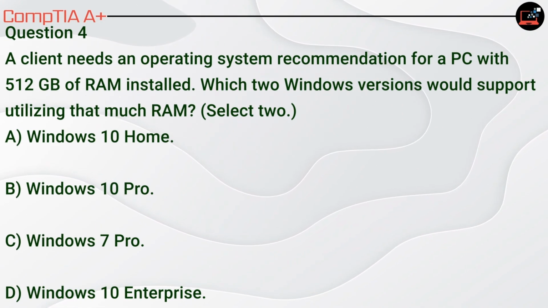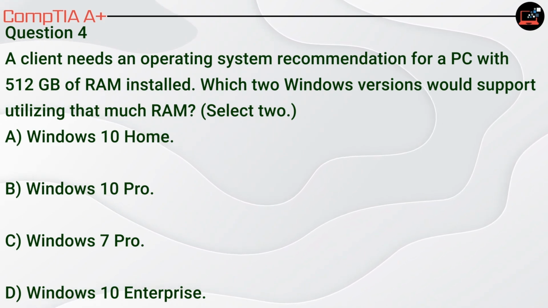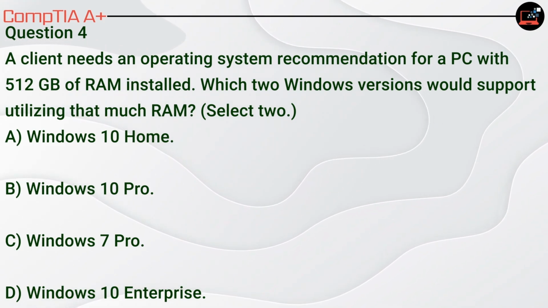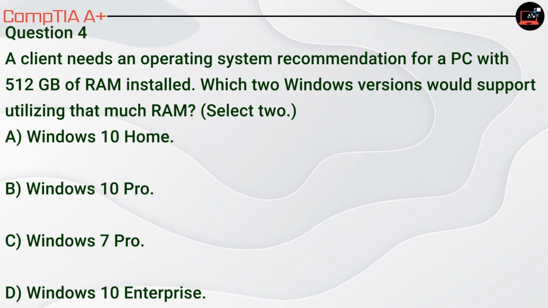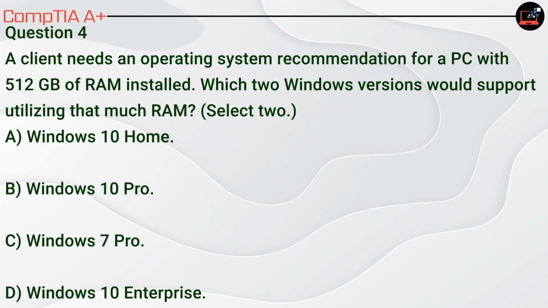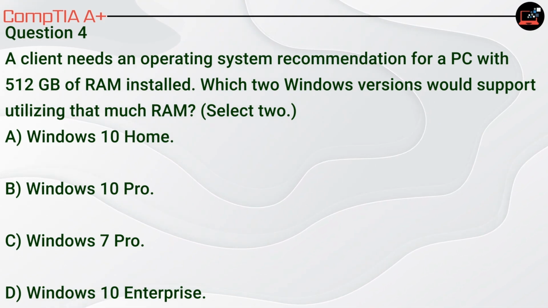Question 4. A client needs an operating system recommendation for a PC with 512 GB of RAM installed. Which two Windows versions would support utilizing that much RAM? Select 2. A. Windows 10 Home, B. Windows 10 Pro, C. Windows 7 Pro, D. Windows 10 Enterprise.